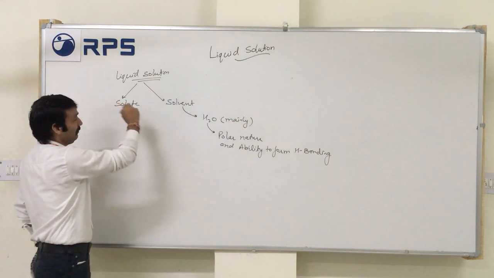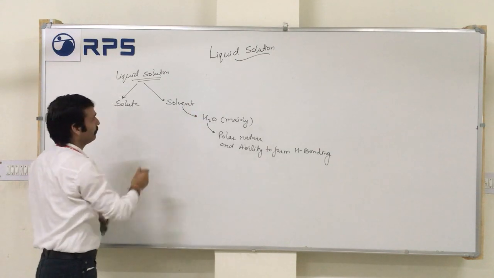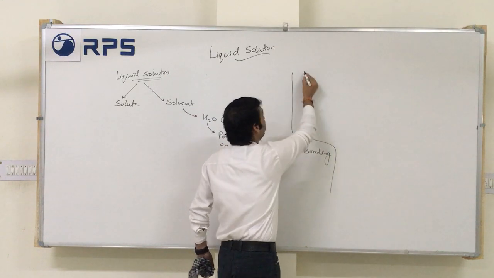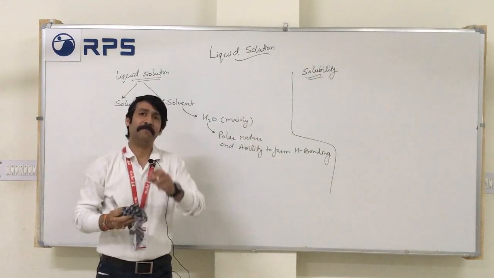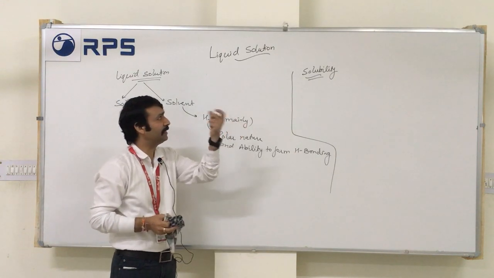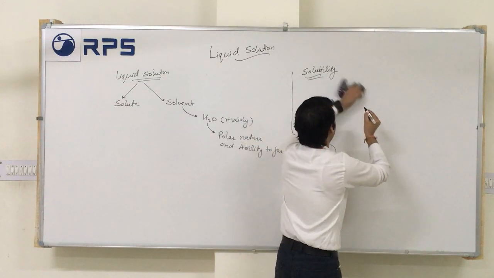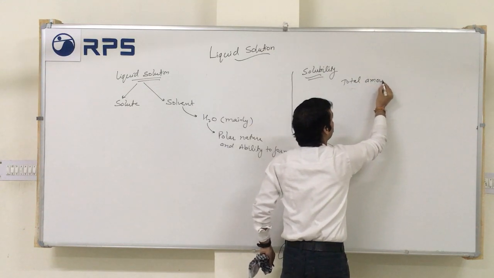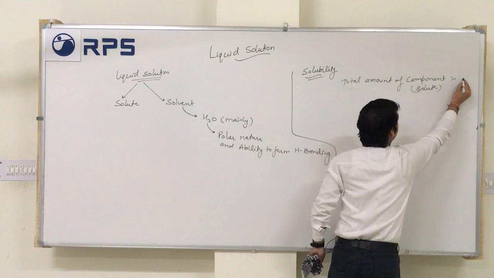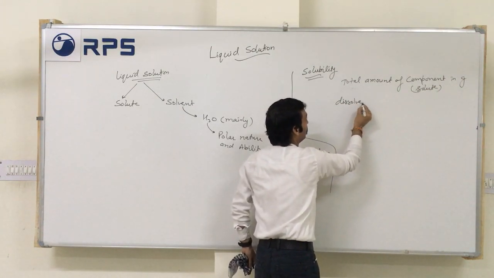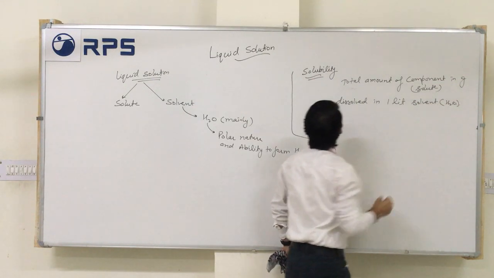Okay. Now the term solubility is used, because when any component dissolves in any solvent, the term solubility is used. On the basis of 9th or 10th class, we have defined solubility as the total amount of component or solute in gram dissolved in 1 liter solvent, mainly H2O, is known as solubility.